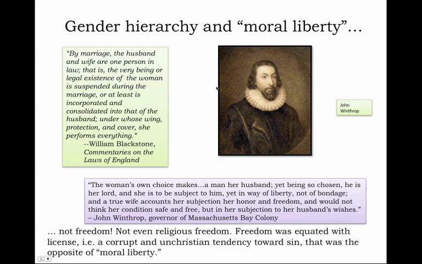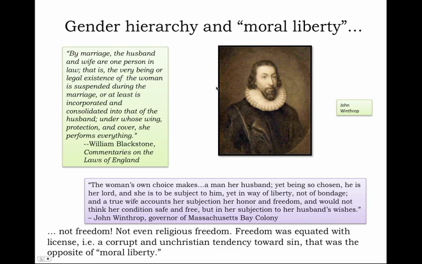The woman's own choice makes a man her husband, yet being so chosen, he is her lord, and she is to be subject to him, yet in way of liberty, not of bondage. And a true wife accounts her subjection her honor and freedom, and would not think her condition safe and free but in her subjection to her husband's wishes.